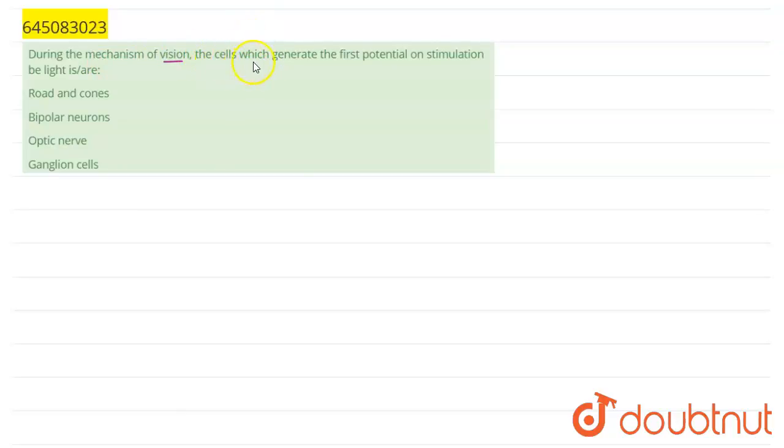Hello students, the question given is: during the mechanism of vision, that is, the mechanism of how we see, the cells which generate the first potential on stimulation of light are. Options are rod and cones, bipolar neurons, optic nerve and ganglion cells. So this first potential is the reason why we can see.